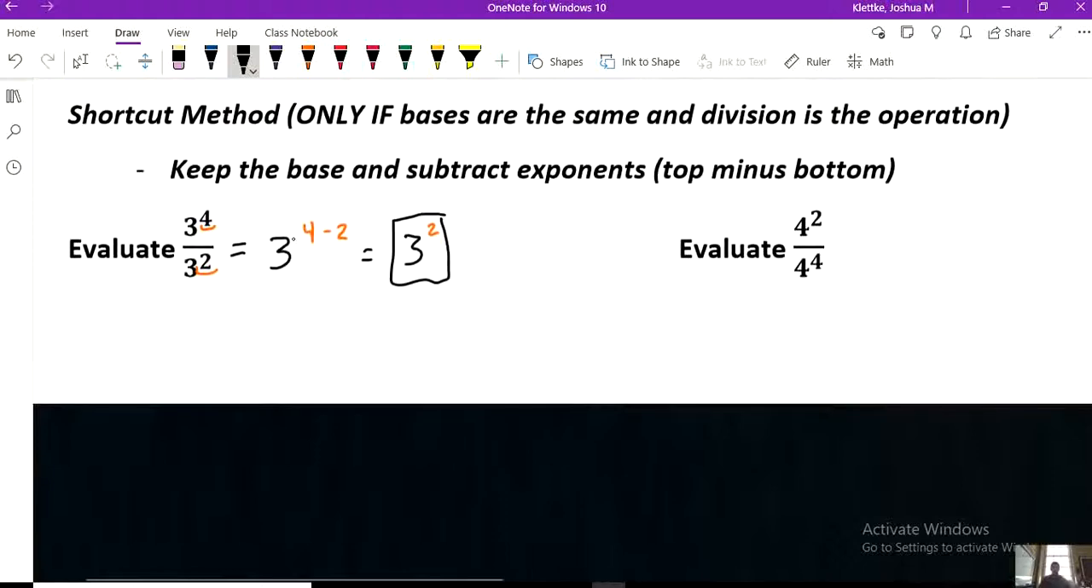It matters which one you do first, because let's look over here. Again, we have 4 to the second and 4 to the fourth. We would keep the base and do the top exponent minus the bottom exponent. And what's kind of weird is we end up with 4 to the negative 2. So negative 2, what does negative 2 as an exponent mean?